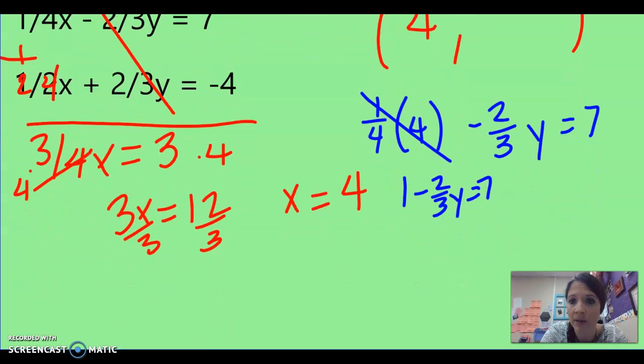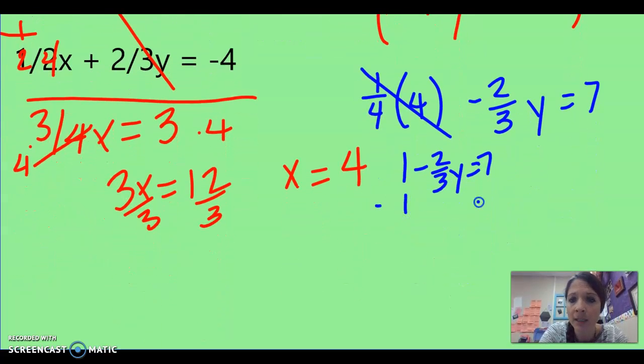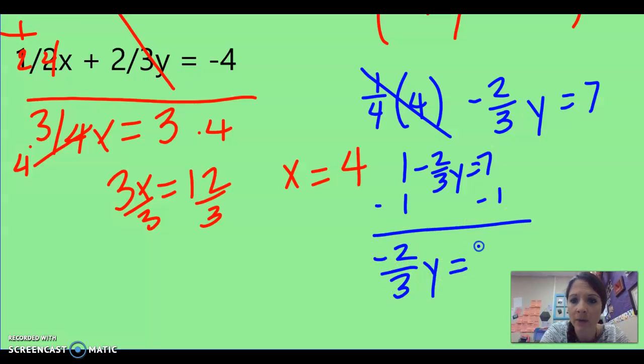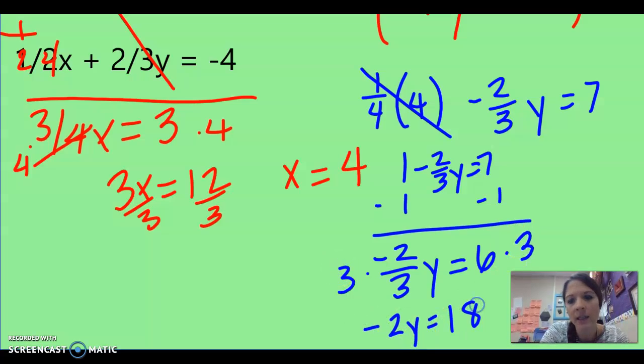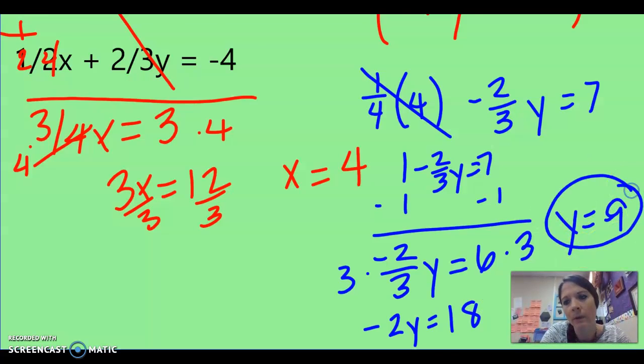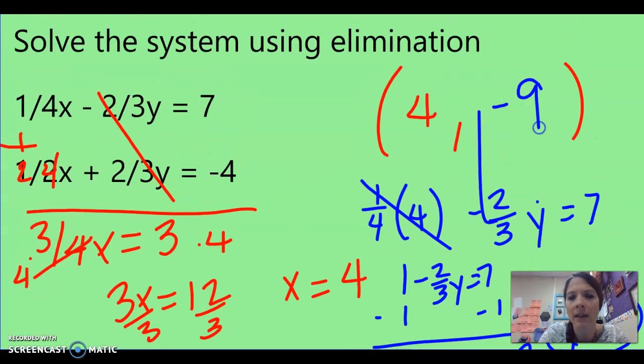Let's move this guy down a little bit. I'm going to subtract my 1 over. I have a negative 2/3 y now equals 6. I'm going to take them both times 3. Negative 2y equals 18. And then divide by negative 2 to get a negative 9. All right, stick this back in here, and I've got 4, negative 9.